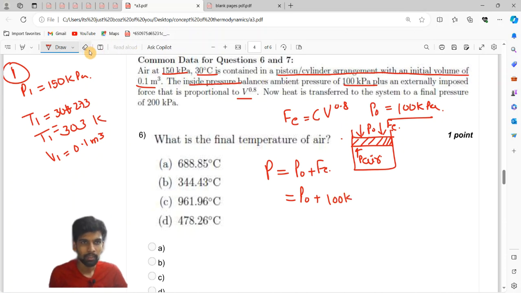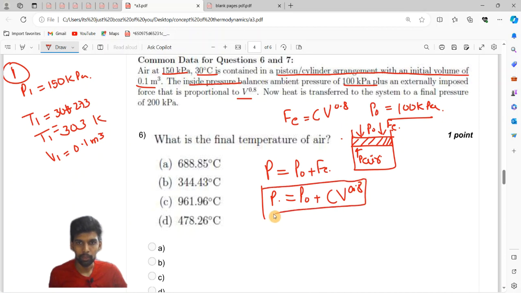Fe is nothing but C times V raised to power 0.8. P is nothing but inside pressure, that is pressure of the gas. Okay. So having this with us, at state 2 we can write, I hope this is visible to you, final pressure is 200 kPa.